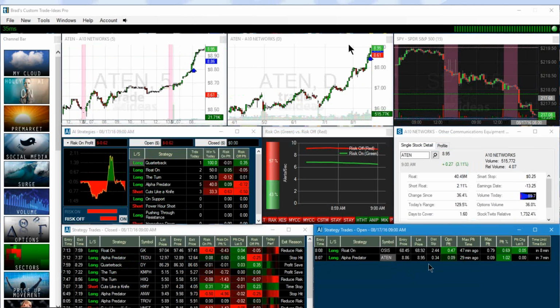ATEN, this was another signal that generated a little bit later. So we're at 9 o'clock right now. Yeah, I think we have about another 10 minutes to go here before I stop.